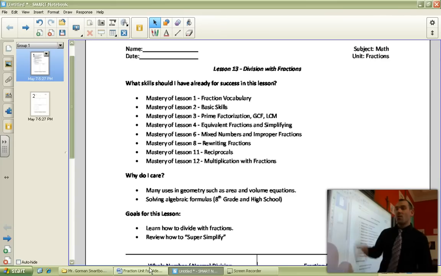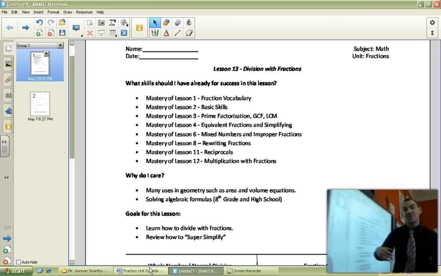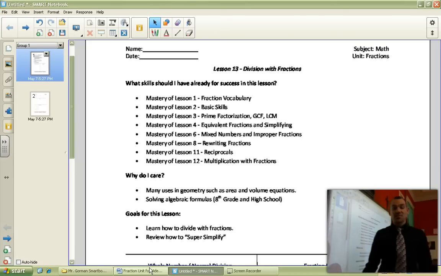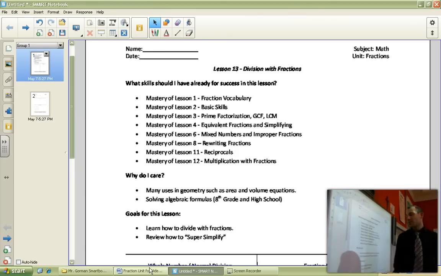Let's talk real quick about the things you're going to need to know. You need to know fraction vocabulary, basic skills, prime factorization, greatest common factor, things like that for reducing your answers, equivalent fractions and simplifying for, again, reducing your answers, mixed numbers and improper fractions to change them back and forth, and you'll see why in a second. Rewriting fractions, reciprocals, and finally multiplication, because we're going to be doing some of that today, believe it or not.